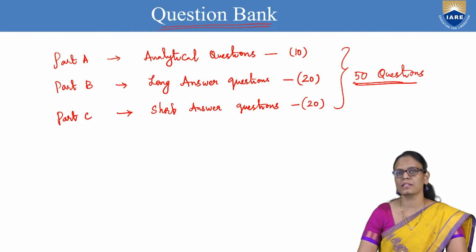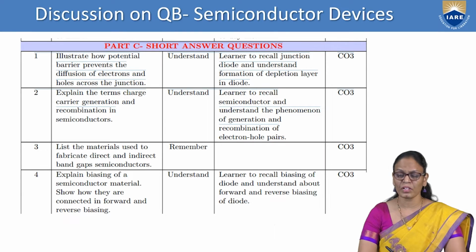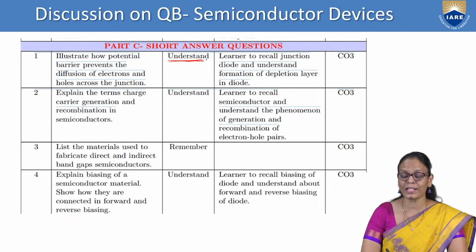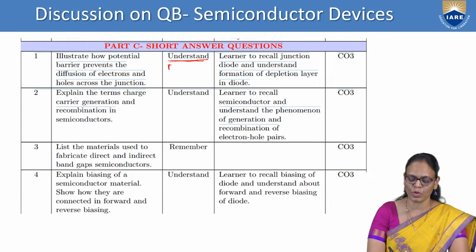So let us discuss the question bank now. First, we'll start with part C, that is short answer questions. In the first column is the number, second is the question: Illustrate how potential barrier prevents the diffusion of electrons and holes across the junction. Here we are also mentioning the Bloom's taxonomy level, for you to understand what level of questions will be asked here.